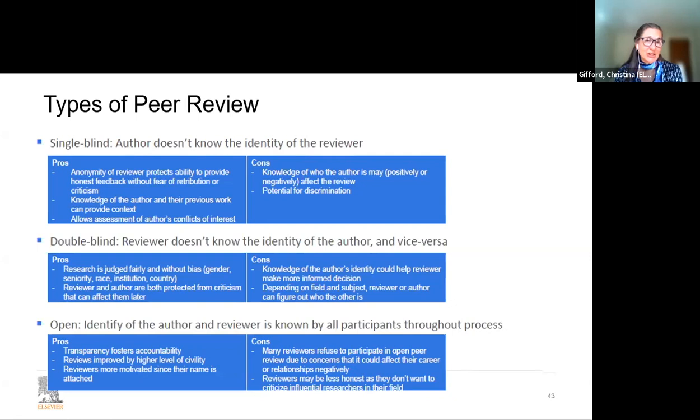The disadvantage is that many reviewers refuse to participate in open peer review because of concerns that it could affect their career or relationships negatively, especially when you are criticizing or evaluating a colleague or friend's paper, or even somebody that you report into, for instance.